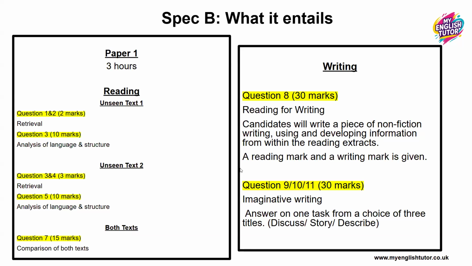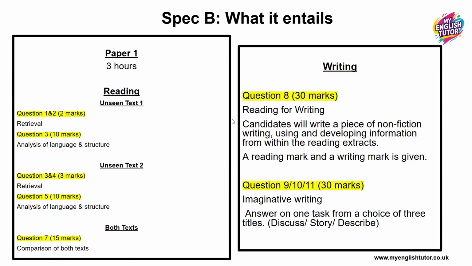For Spec B, we have 1 3-hour paper. It follows a really straightforward structure where they look at an unseen text and they do some retrieval questions and then a 10-mark analysis of language and structure question on the unseen text. They then repeat this process on a second unseen text. So again, retrieval questions on unseen text 2, analysis of language and structure on unseen text 2, and then to finish off the reading section of this exam, they will bring both texts together and compare them.